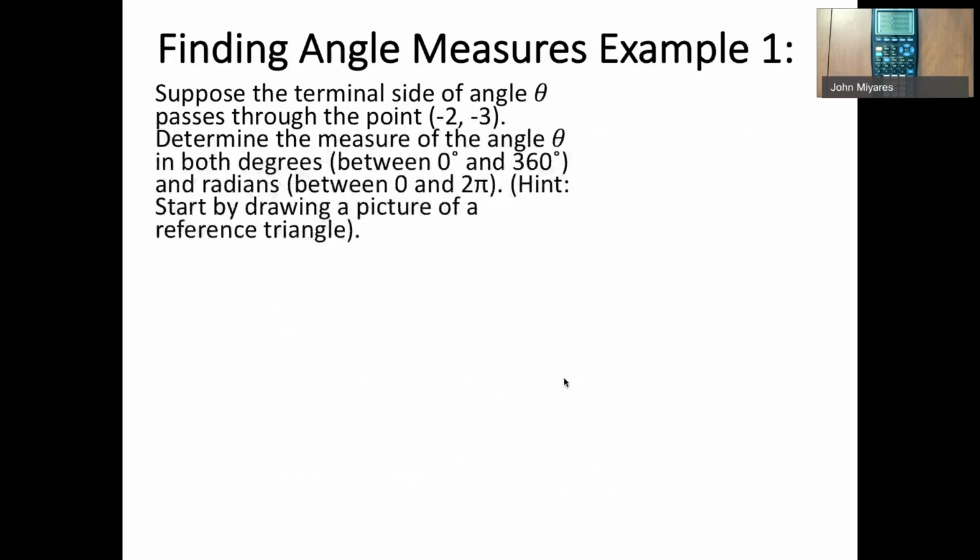Let's look at a few examples. Suppose the terminal side of angle theta passes through the point (-2, -3). Determine the measure of angle theta in both degrees and radians, where your final answer is something between 0 and 360 degrees or between 0 and 2 pi radians.